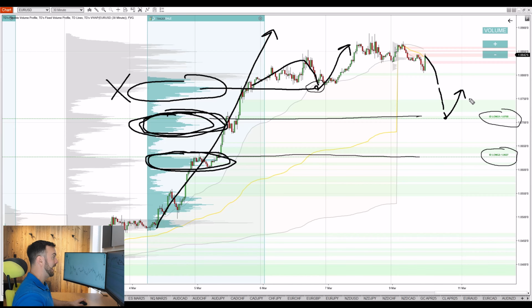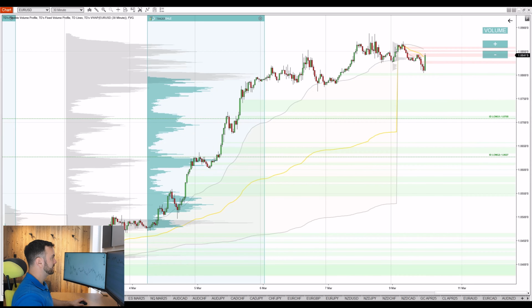And again, ideal scenario would be pull back to the second volume cluster as well, and another reaction, right? So that's what I like to see on the euro. That's what I want to trade here. By the way, both those levels also have a confluence of the fair value gap. The fair value gap is highlighted in green.